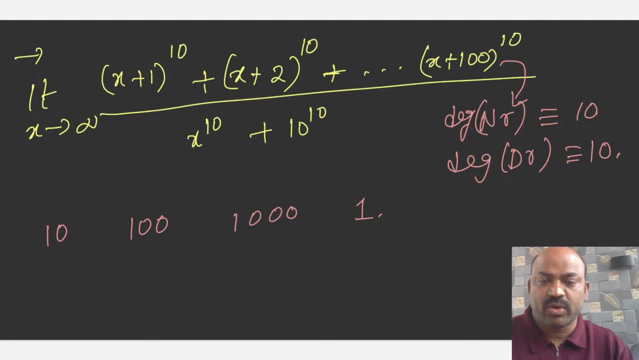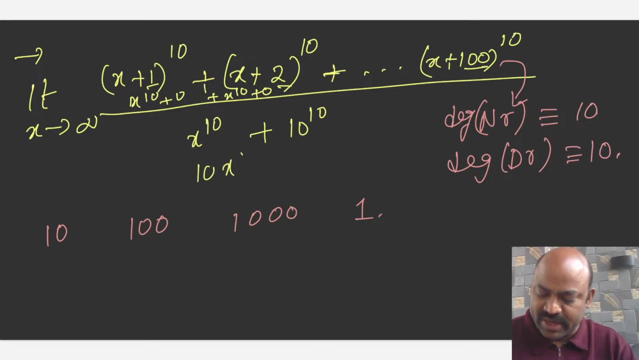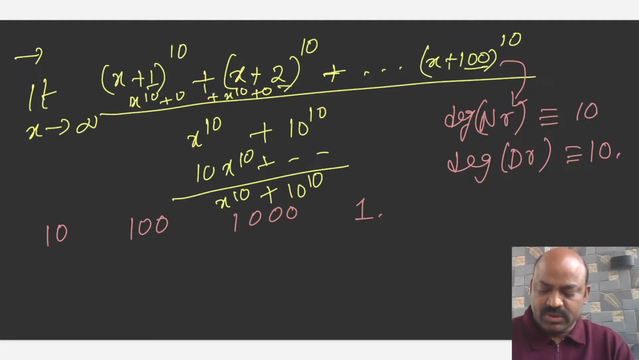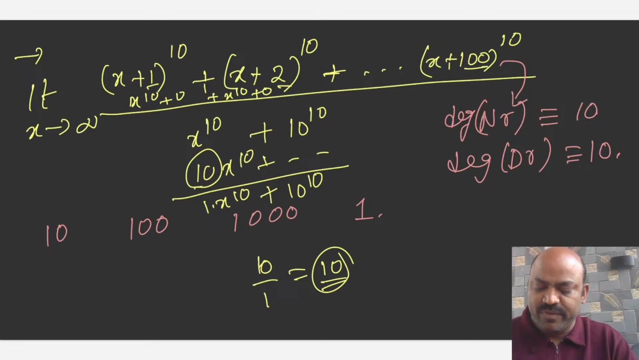Anyone got it? It's obviously showing that the answer is 1, 2, and so on. Here you can take x power 10 out, means here 1 x power 10. The remaining will become 0. Like that you will get 10 x power 10 plus something by x power 10 plus 10 power 10. So coefficient is what? 10 and here is 1. 10 by 1. Sorry, 100 x power 10s will be there now. Here 100 in a 100. So 100.